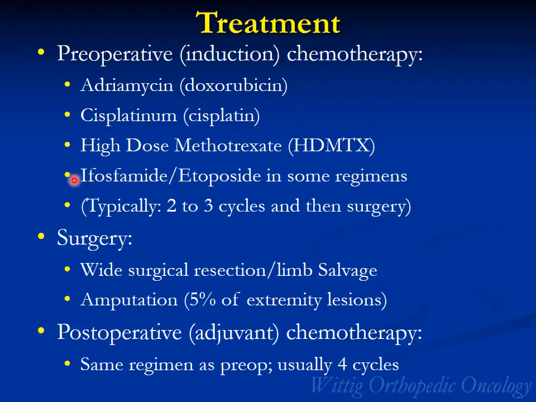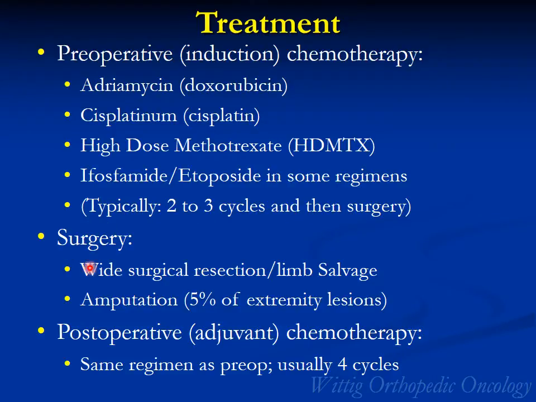In some regimens, ifosfamide and etoposide has been added, particularly in the Italian literature. They've had some success combining these drugs with cisplatin, adriamycin, and high-dose methotrexate. Typically, you get 2 to 3 cycles. Each cycle runs approximately a month, where you get a dose of adriamycin and cisplatin, followed 2 weeks later by 2 doses of high-dose methotrexate, each separated usually by approximately a week. The blood counts recuperate, and that constitutes 1 cycle, and then another cycle is given. So typically you give 2 to 3 cycles, then have surgery.